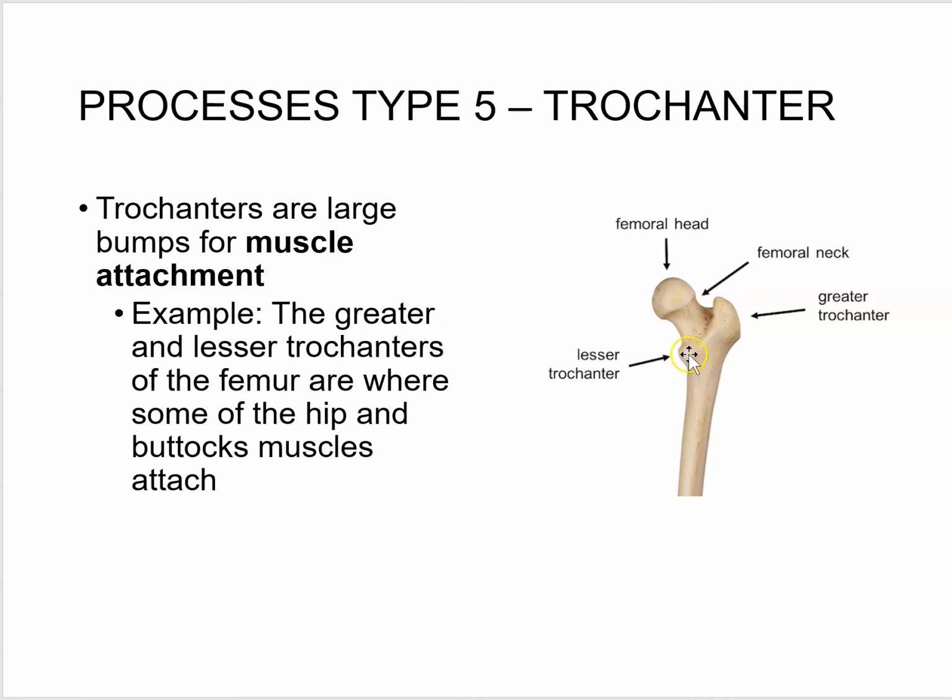And then there is a lesser trochanter that is on the medial side. And the names come from the obvious difference in size. Greater is much larger than the lesser trochanter. And so we would have the muscles being attached to these two areas. And that's a term that's pretty specific to the femur.